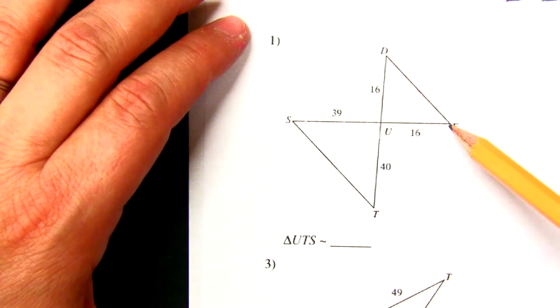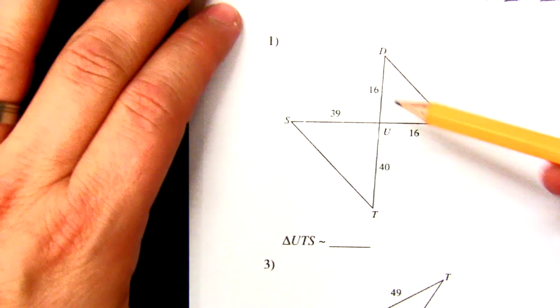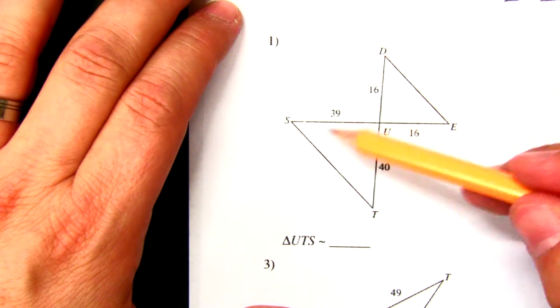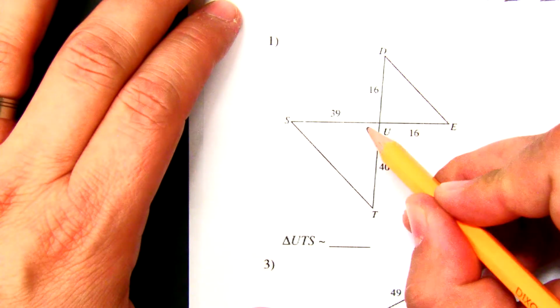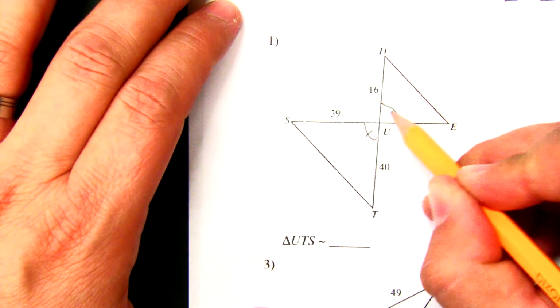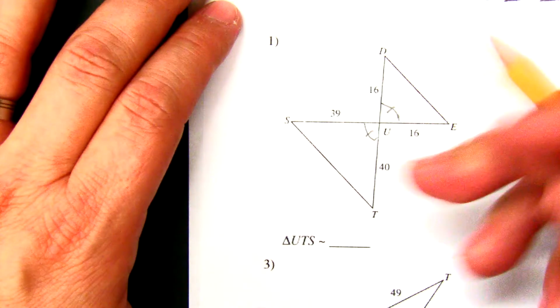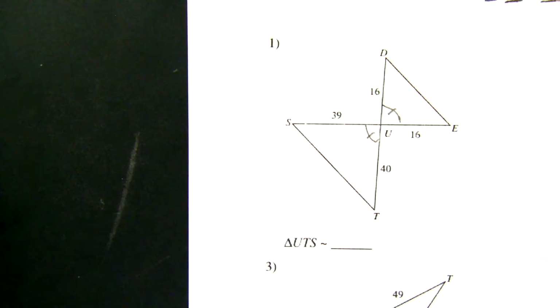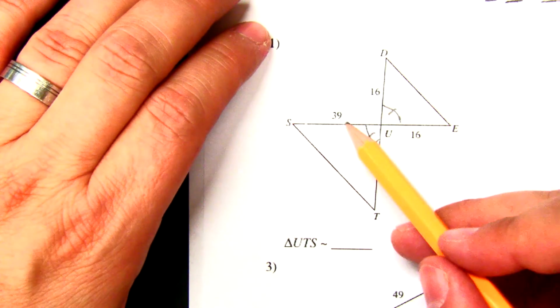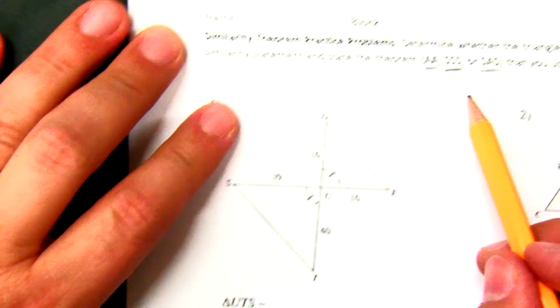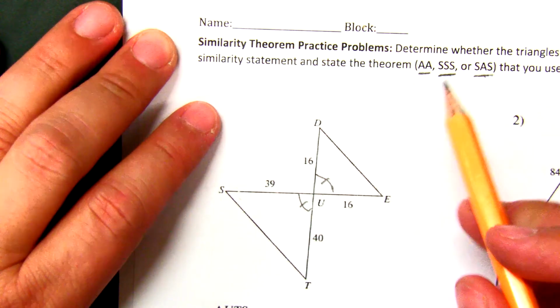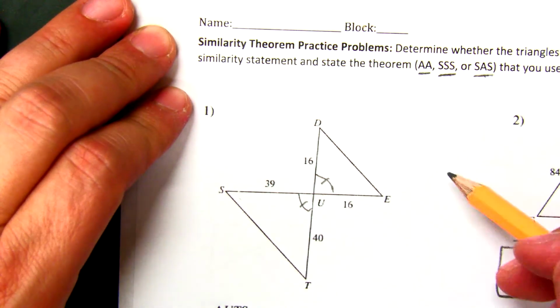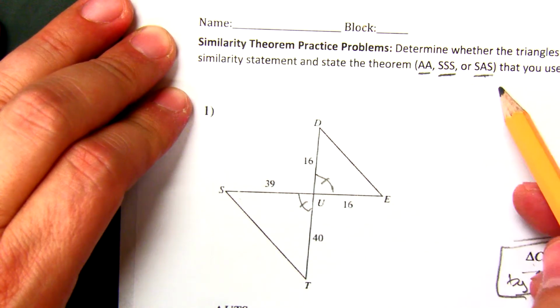I don't know that S and E are congruent. It hasn't told me that. All I've got are some sides, and I do know some angles. I do know that this angle here and this angle here are congruent, because those are vertical angles. They're always congruent. It doesn't matter anything else. So I've got two sides and an angle. Well, of my three theorems, AA, SSS, SAS, which one involves two sides and one angle? Just this one, just SAS.